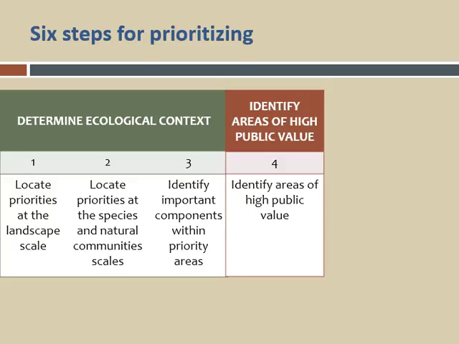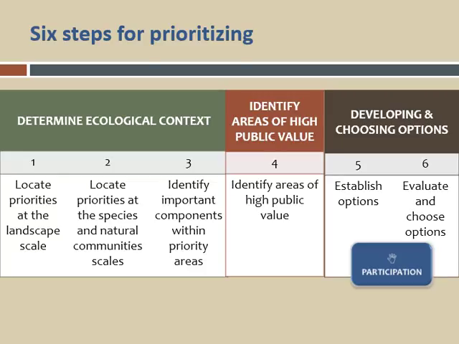Next, we'll bring in areas of high public value. These are places that are important to your community, whether or not they have important ecological function. And the 5th and 6th steps are about establishing a range of options, brainstorming what you can do to protect the resources and these public values, and then eventually evaluating and choosing options. And we'll come back to these steps one by one.